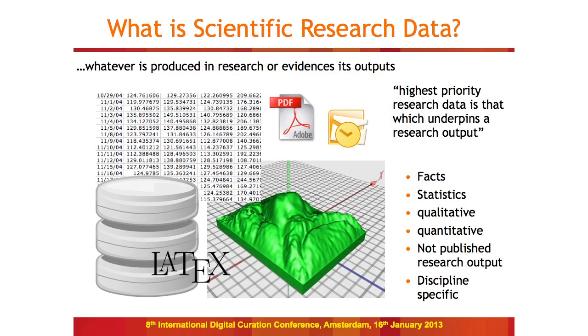And within the science community, I think there's a lot of consensus on what research data is. It's this idea that it's evidence, and that which underpins research outputs. So we're looking very much at factual data, statistics, qualitative, but not the stuff that's published in a research output. It can be quite discipline specific, but there's definitely some agreement. And some of this doesn't really work too well with arts institutions. You can already see some of the things that might be causing problems.